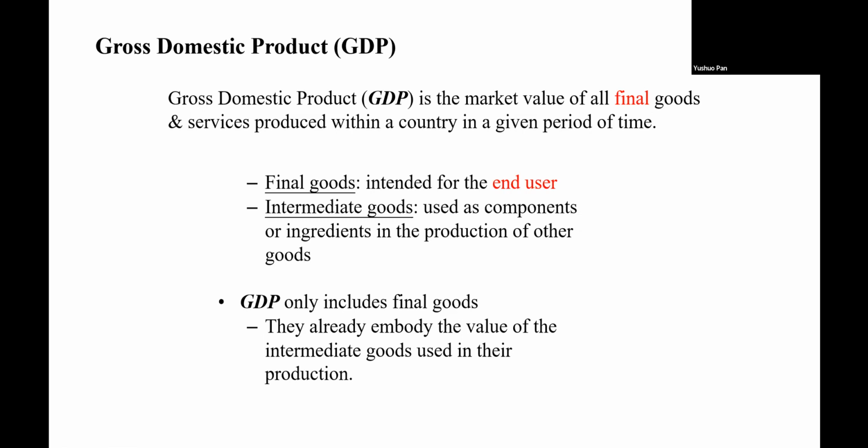So in that case, the consumer who are going to buy the orange are the end user, but not the orange juice companies. So final goods should be intended for the end user, and the intermediate goods used as components or ingredients in the production of other goods. GDP only includes final goods. They already embody the value of the intermediate goods used in their production.